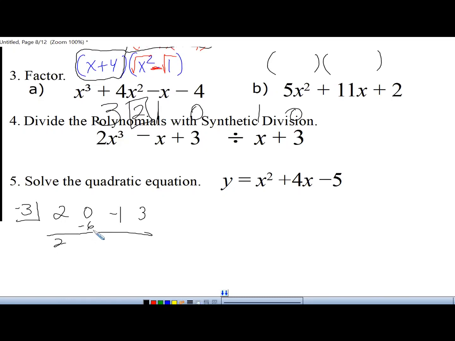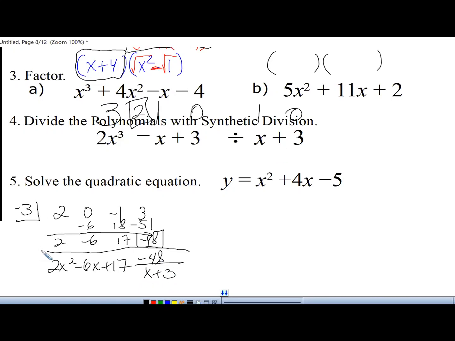-3 times 2 is -6. Combined, that's -6. -3 times -6 is 18. Combined, that's 17. -3 times 17, that's -51. Combined, that's -48. So what's left here on my quotient? 2x squared minus 6x plus 17. And then we have -48 over, what's my divisor? X plus 3. And that's my quotient.